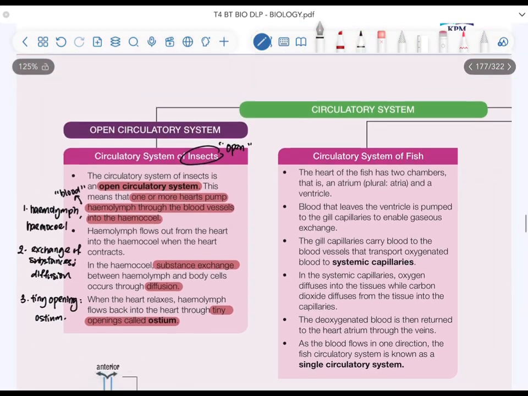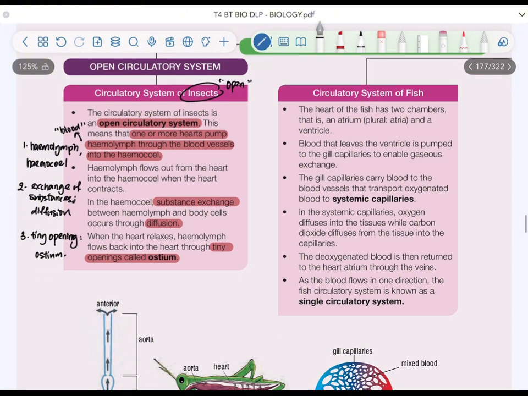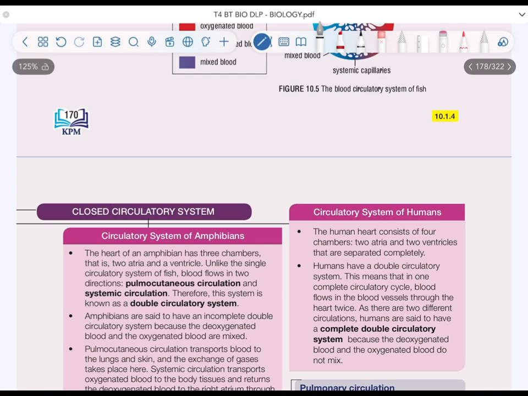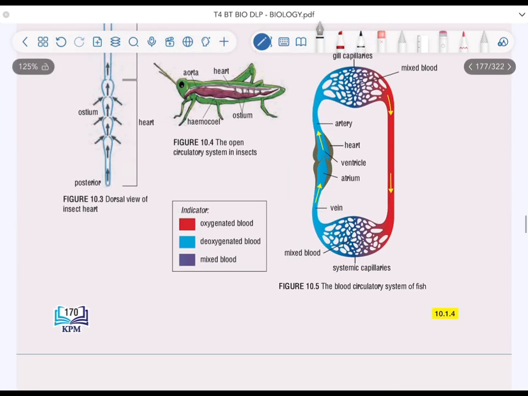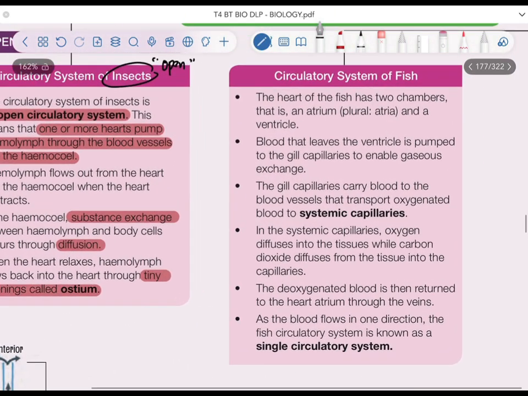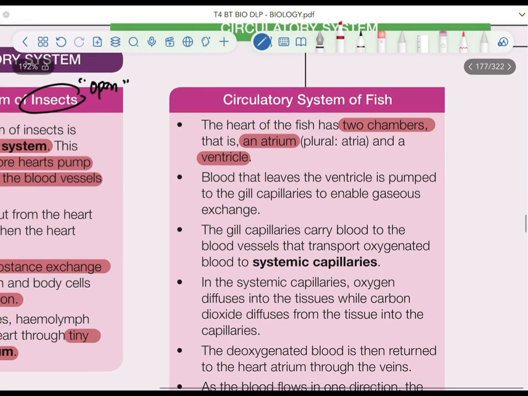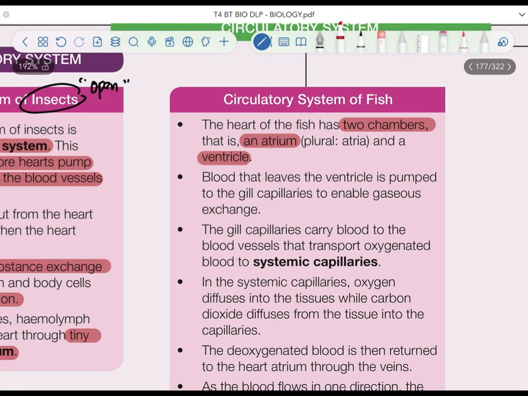Next, we are going to look at the circulatory system of fish. For information, fish have a closed circulatory system. First of all, the heart of the fish has two chambers. It means that the fish has an atrium and a ventricle. Next, the blood that leaves the ventricle is pumped to the gill capillaries to enable gaseous exchange.